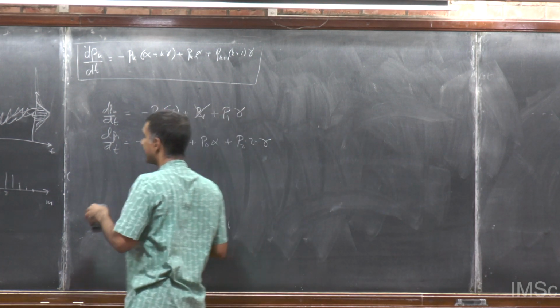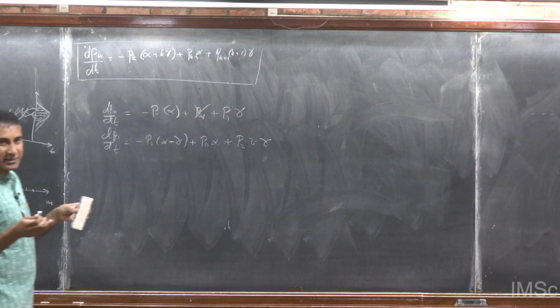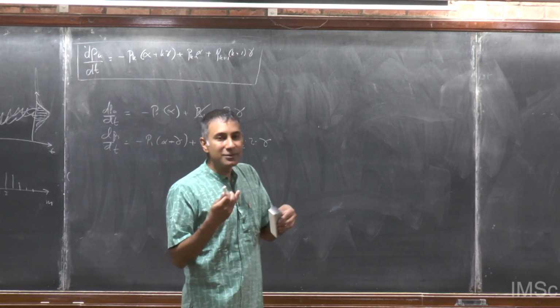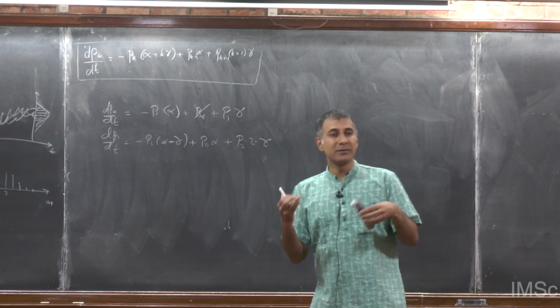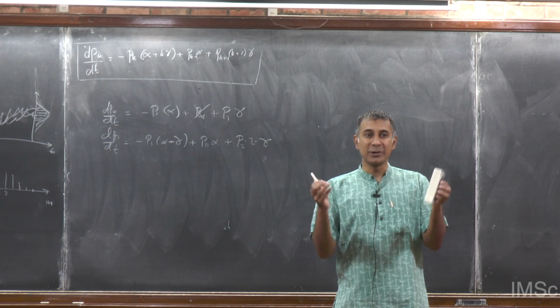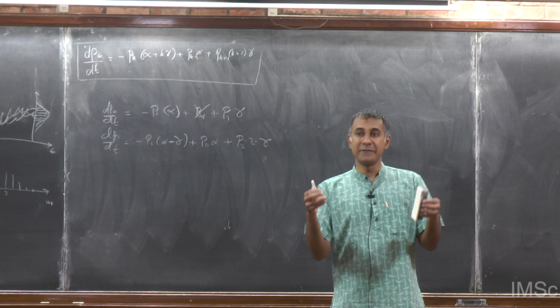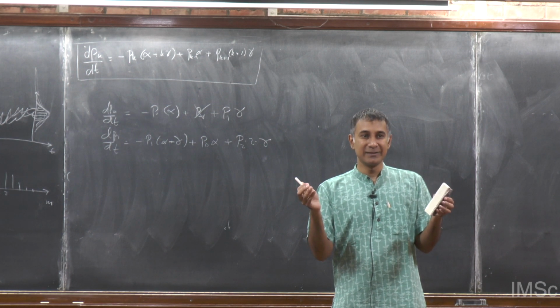Once we have an equation like this, all of you know that if you write down differential equations and you want to get an idea of what they do, one of the things you can do is what? Differential equations are complicated, so you get rid of the differential part, right? How do you do that?